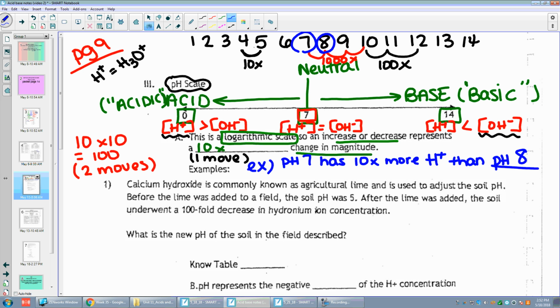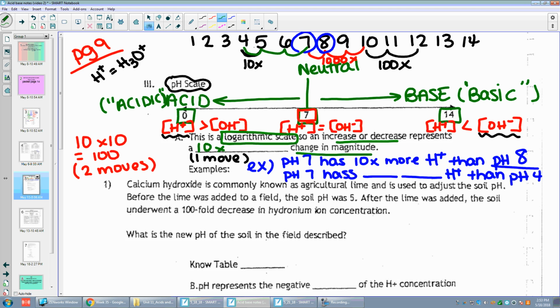If I did, for another example, let's stick with the pH of 7. Let's figure out how many times, and is it more or less H plus than, let's say, pH 4. So let's think. I'm going from 7 to 4. So let's think how many moves. 1, 2, 3. 3 moves.